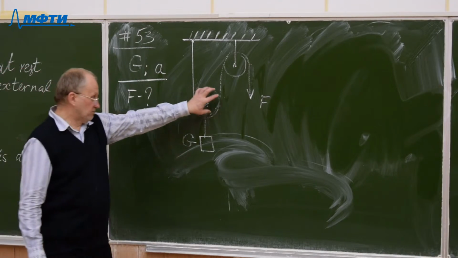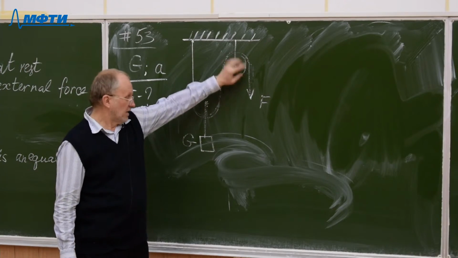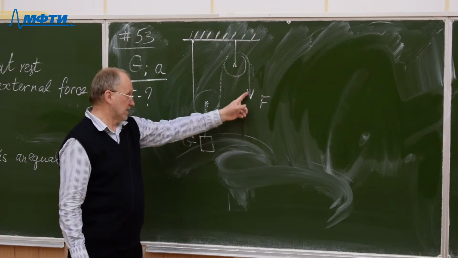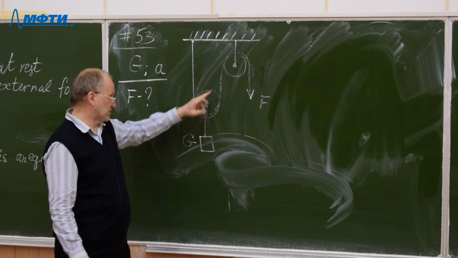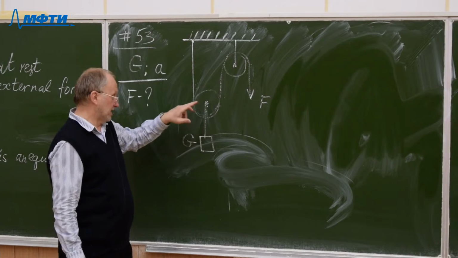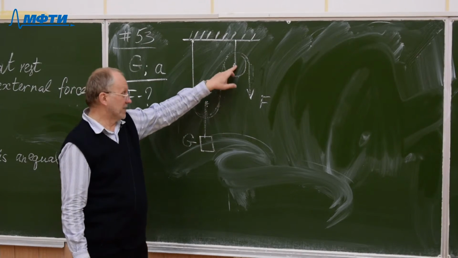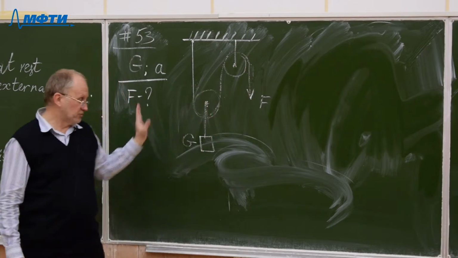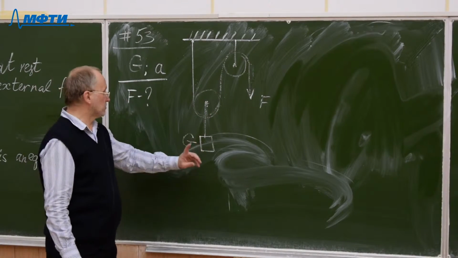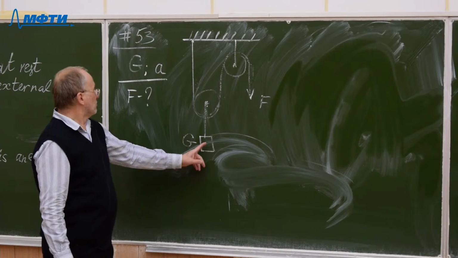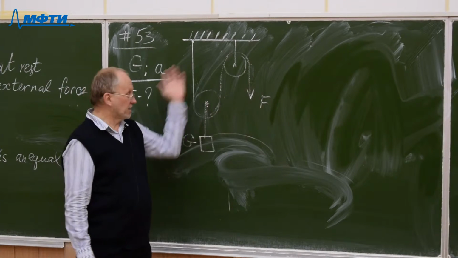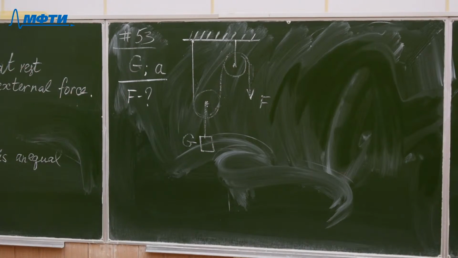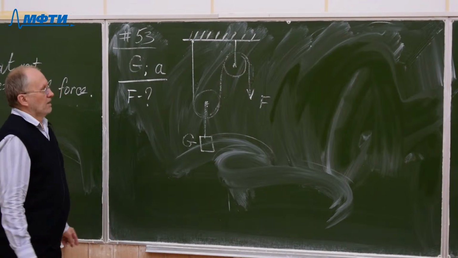So both pulleys have no mass, and the rope or string has no mass. The mass of the string is negligible, and the mass of each pulley is negligible, and there is no friction here in the axis of the pulley. So the situation is ideal. We must take into account only forces acting on this body, and we have to calculate this force disregarding all other forces and masses.